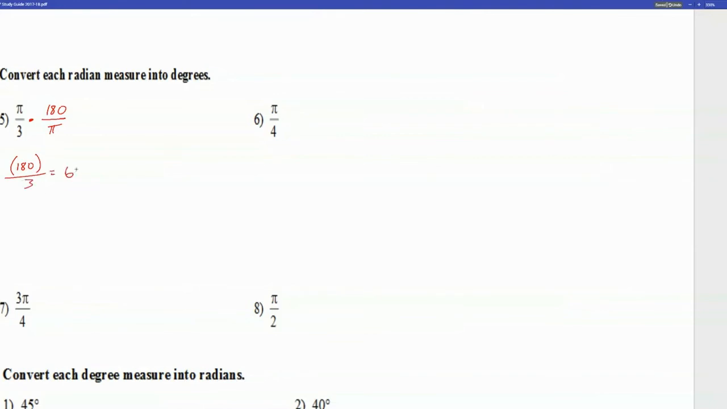Okay, which is 60. Now, if you use the conversion ratio that I have, 180 over pi, nothing's wrong with that. It's perfectly fine. All right. The pi's cancel out, right? Because that's just 1. And then you get 180 over 3, which is the same thing that you'd get if you were to just substitute in for pi. All right. So you get 60 degrees there.